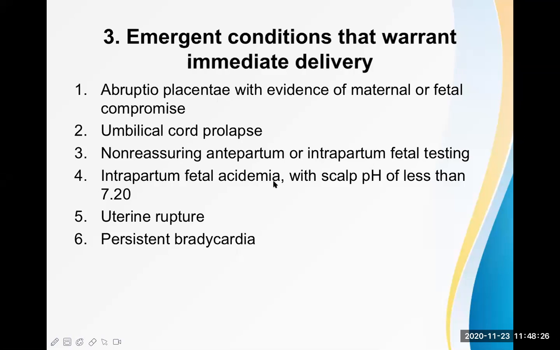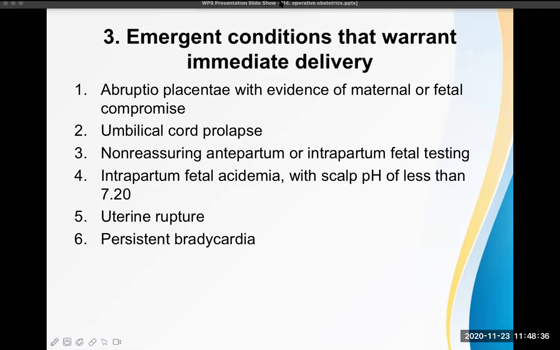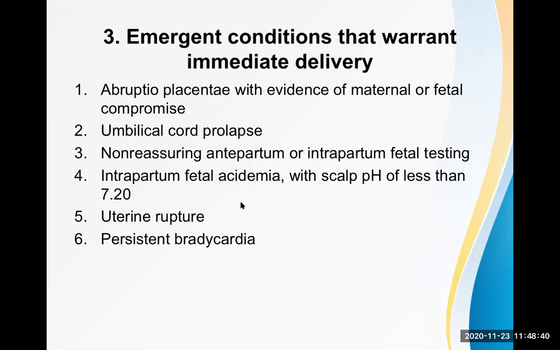Intrapartum fetal acidemia. That means, see this, scalp pH of less than 7.2. Now, you all know what is the normal pH? What is the normal pH value? Anybody? 7.35 to 7.4. Good answer, 7.35 to 7.45. This is the range, 7.35 to 7.45. And absolutely average is the 7.4. You can easily answer this. 7.4 is the pH. Now see this, 7.2 is a very, very low pH.